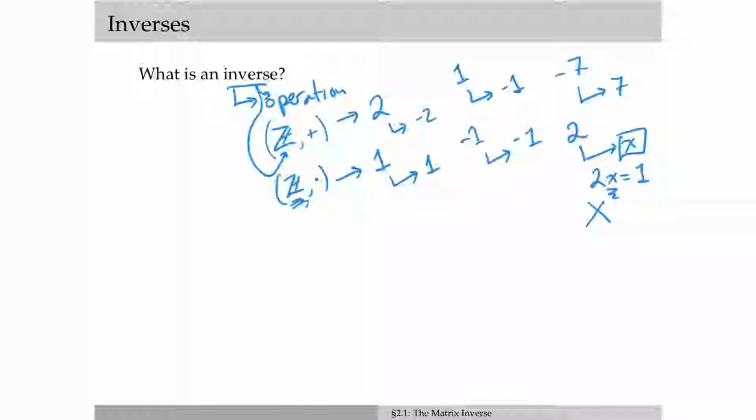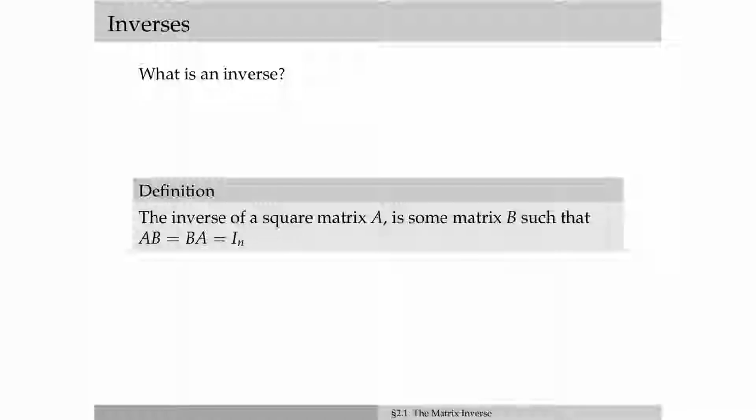So that's a very interesting thing, because when we move on to matrices, you're going to ask yourself, if I have a matrix, does the inverse even exist? Okay? So let's define this. The inverse of a matrix A is some matrix B such that when I multiply A on the right by B and on the left by B, I'll always get the identity matrix. So if you think about this right off the bat, A has to be square.